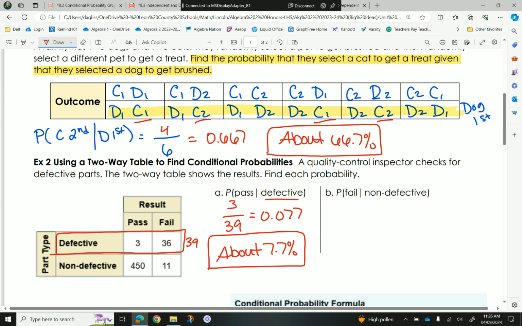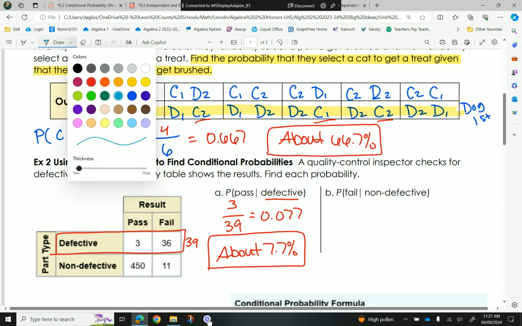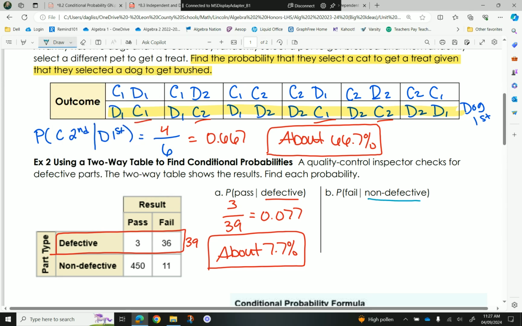Part B, what's the probability it fails if it's not defective? So again, this shouldn't happen, right? Hopefully we get another low number. If it's a good product, it should pass the test, not fail the test. Okay? So we're looking at a new row. We know it is non-defective. So now we're looking down here. How many non-defective products were there? 461. Good. So out of the 461 products, how many of them failed the test? 11.